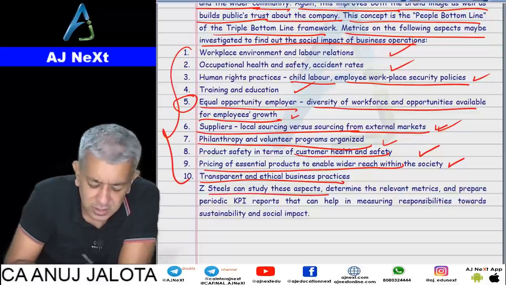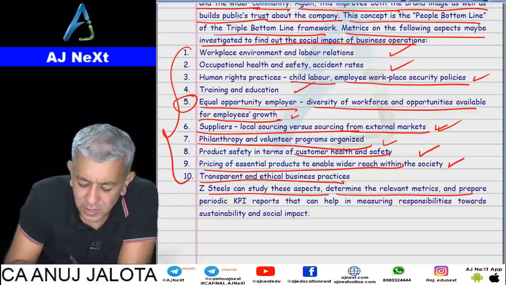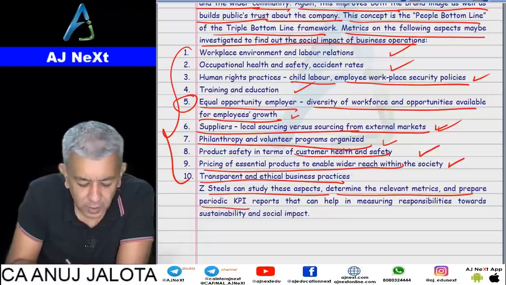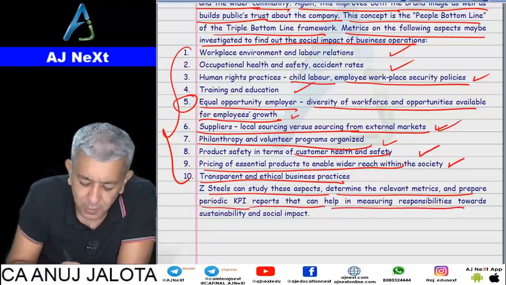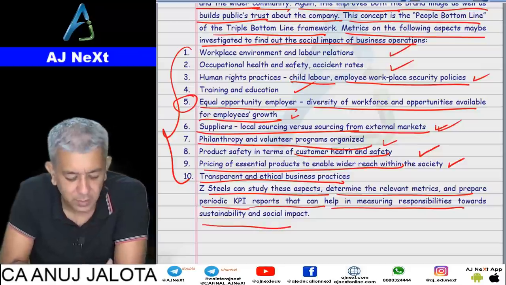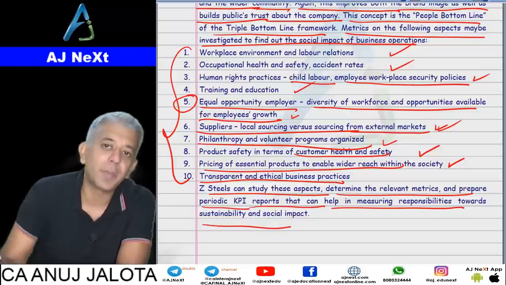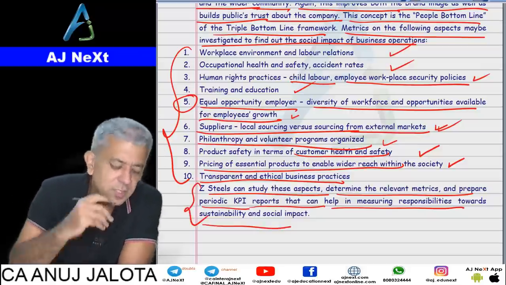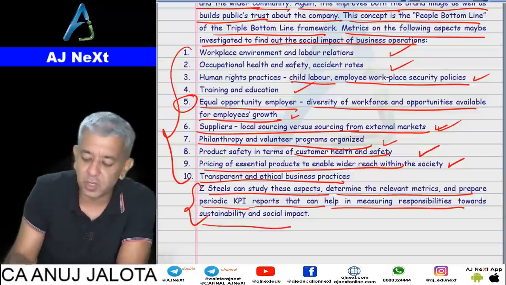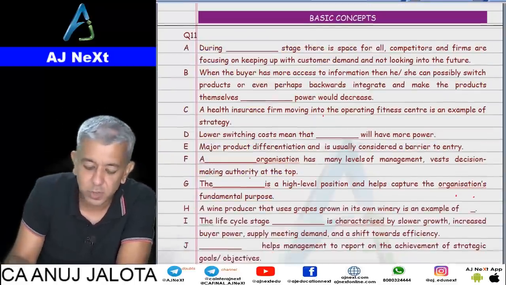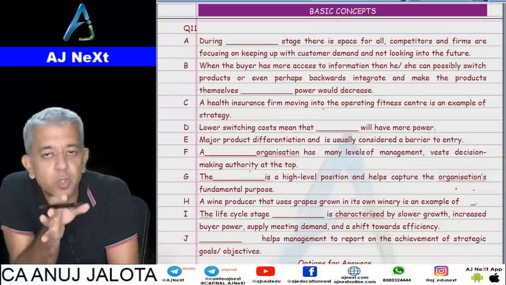Z Steel can study these aspects, determine the relevant metrics and prepare periodic KPI reports that can help in measuring responsibilities towards sustainability and social impact. Okay, so just a conclusion as such, that we should concentrate on the other two things as well. Okay. That's it. Now, our last question, we are all starting.